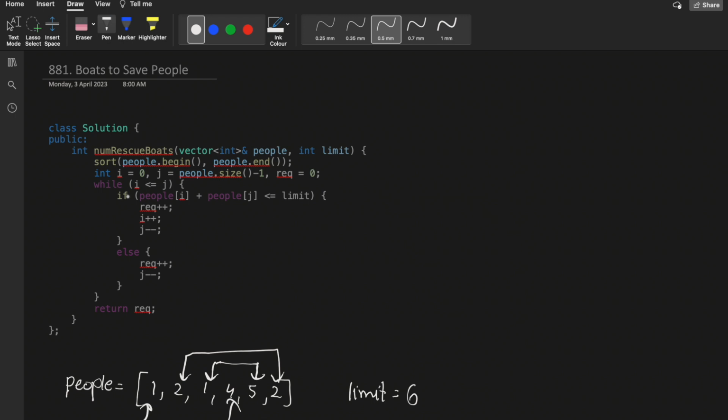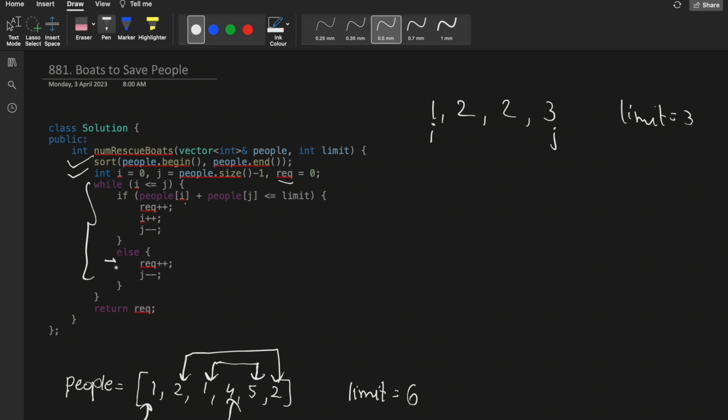Okay, so here first we sorted the people's array, then we take these pointers i and j along with the required number of boats. Now this is the while loop. So let me take this example again, 1 2 2 3, and the limit is 3. Now at the initial position i is here and j is here, correct? Now this is the first if condition: if the weight of i person and the weight of j person is less than or equal to limit. Is 1 plus 3 less than limit? No, it is greater than limit.